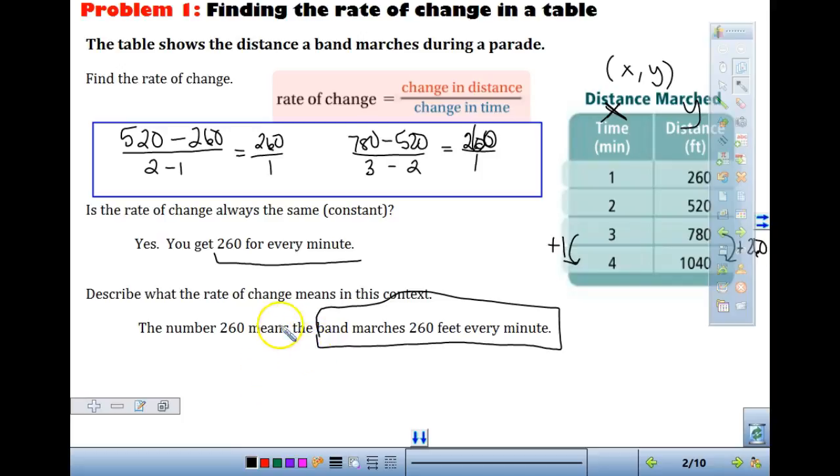You are going to be asked to interpret slope quite a bit as we do these problems. So when you look at this, not just having the number, but what does that number mean? And in this case, it means that our band was marching 260 feet for every minute. Okay?